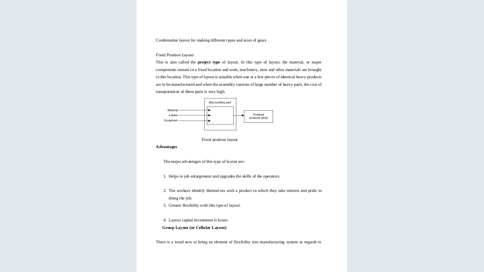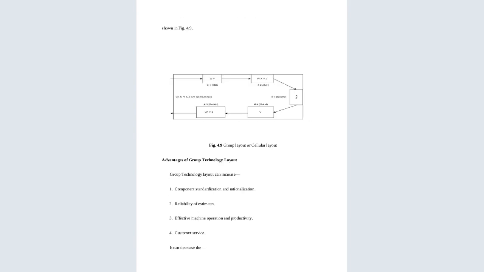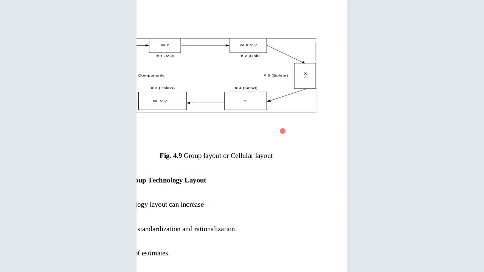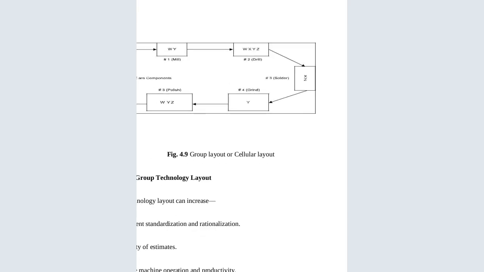Now, group layout and cellular layout. This is a trend now to bring the element of flexibility into the manufacturing system. So these are the types of layouts that you need to know. On group layout, I'll leave you guys to read there. And that is how it is organized. You can see the certain type of product is there as group 1, group 2, group 3, group 4, and group 5.